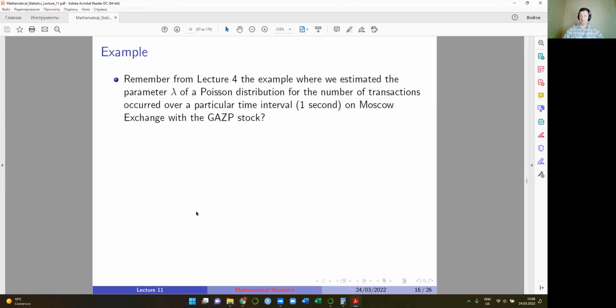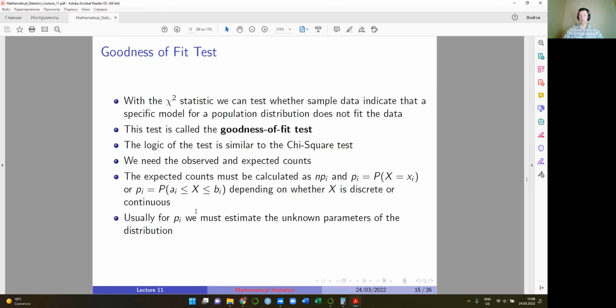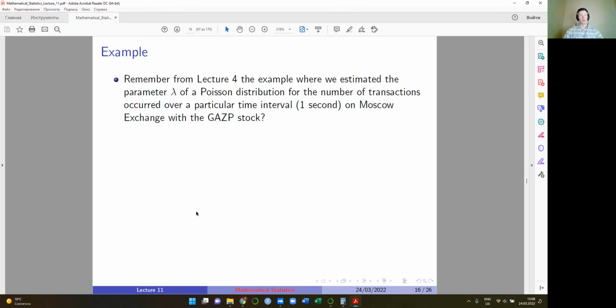And let's look at the example to understand this case. Well, in lecture number 4, we had this example when we estimated the parameter lambda of a Poisson distribution. And we assumed that the Poisson distribution is the appropriate distribution for the number of transactions occurring over a particular time interval, 1 second, on the Moscow exchange with Gazprom stock.